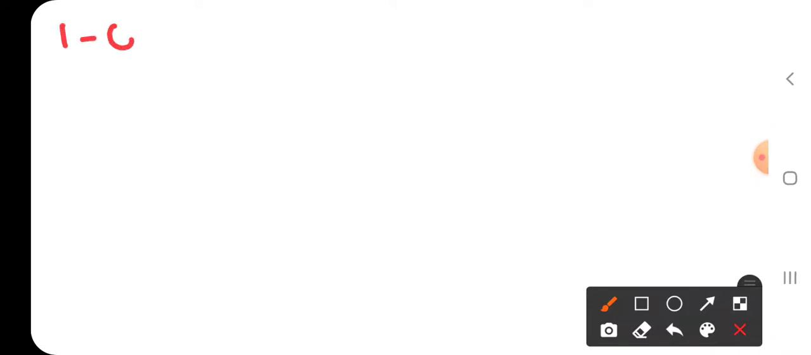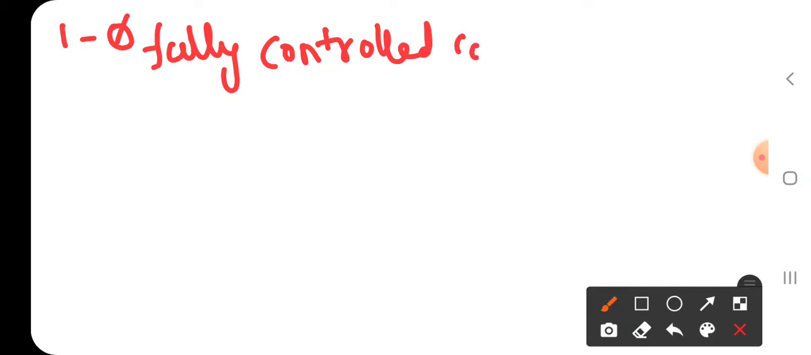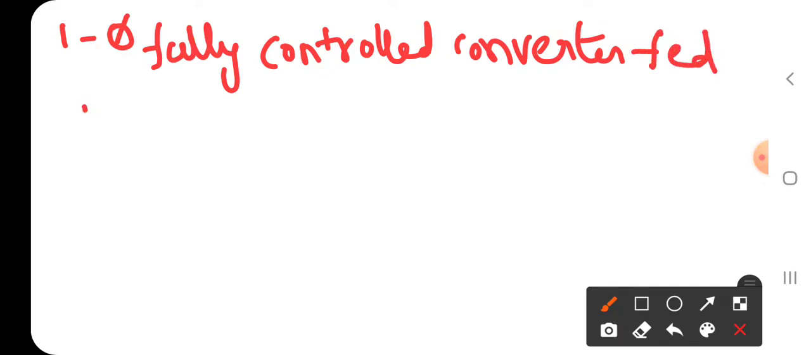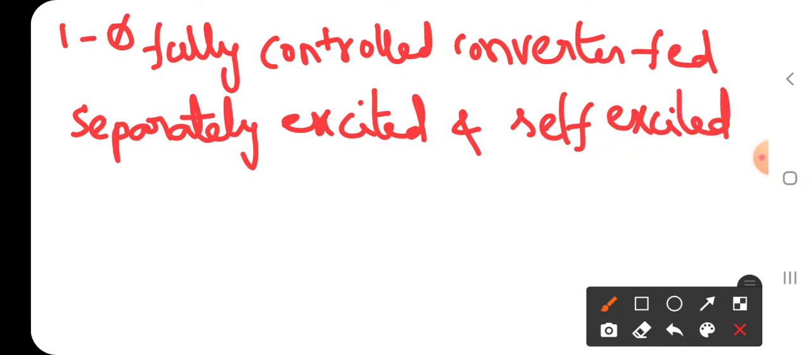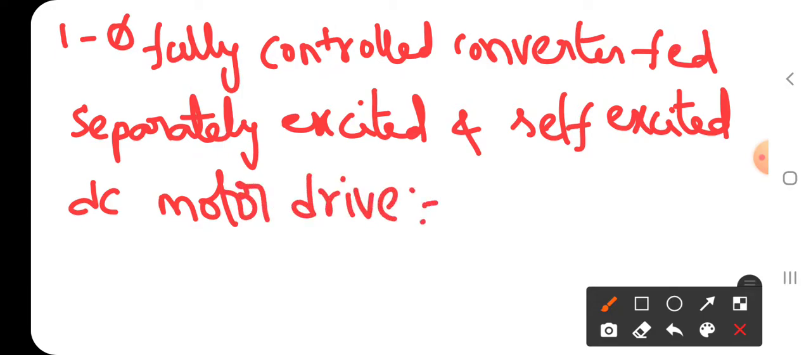Let me write the topic on the screen: single phase fully controlled converter fed separately excited and self excited DC motor drive.